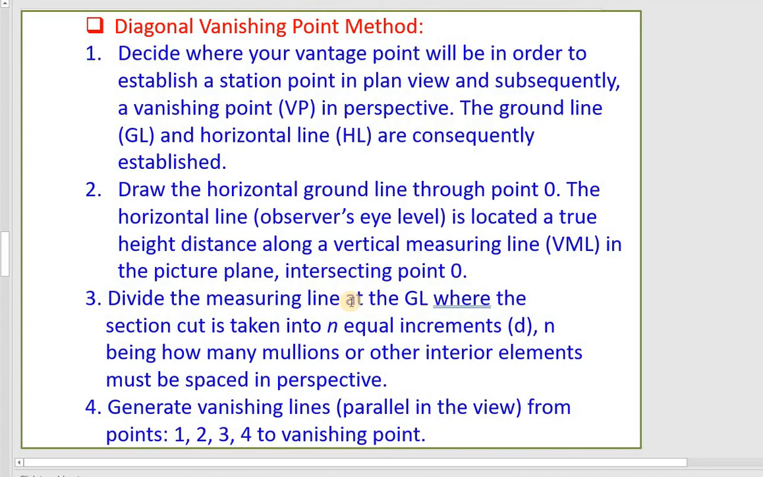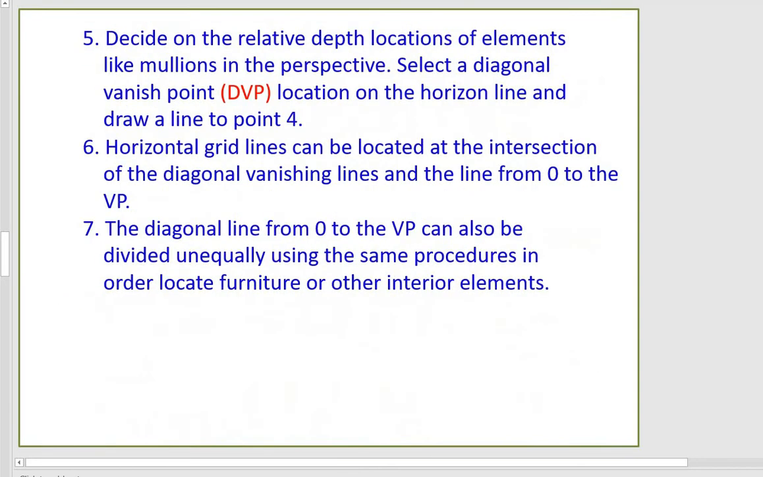Divide the measuring line at the ground line where the section cut is taken into n equal increments, n being how many mullions or interior elements must be spaced in perspective. Generate vanishing lines parallel in the view from points 1, 2, 3, 4 to the vanishing point. You need to create it before you start with that one.